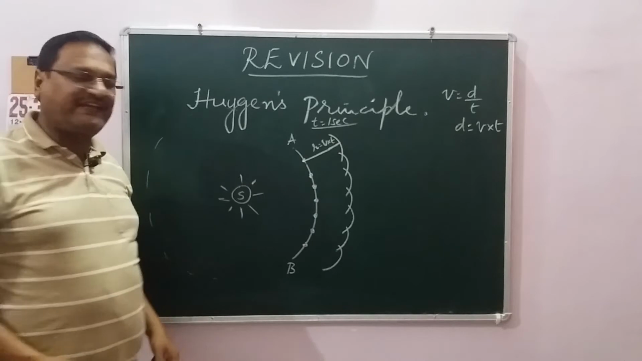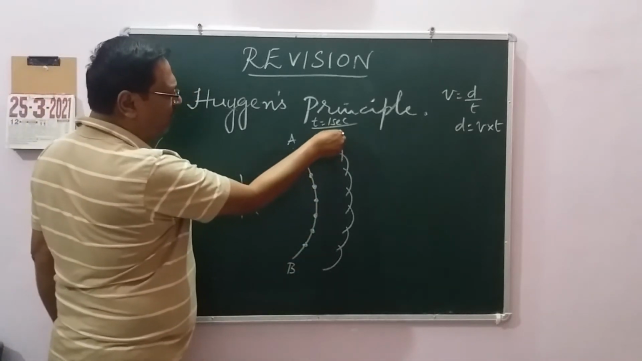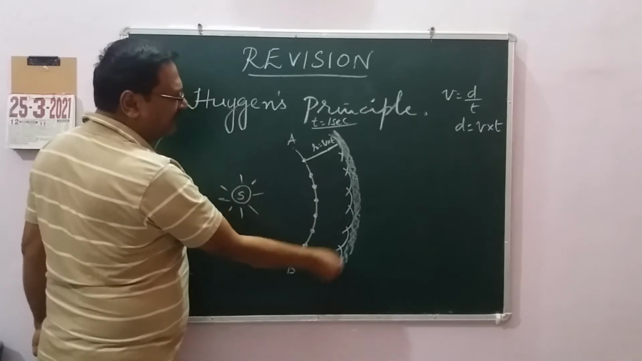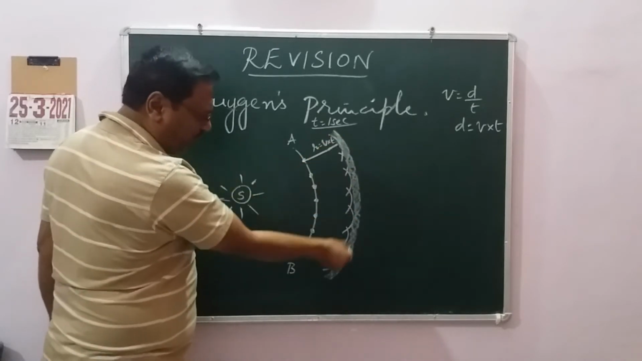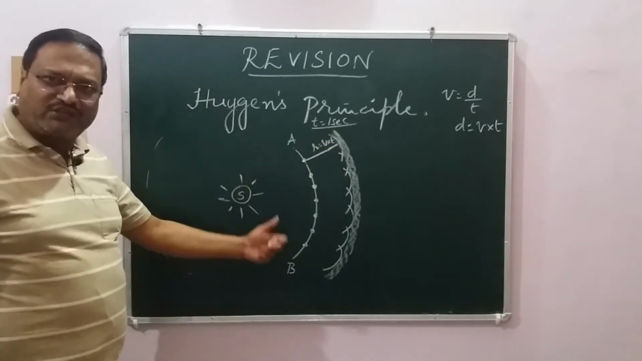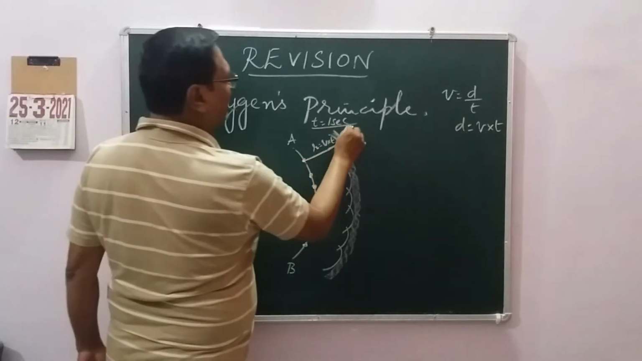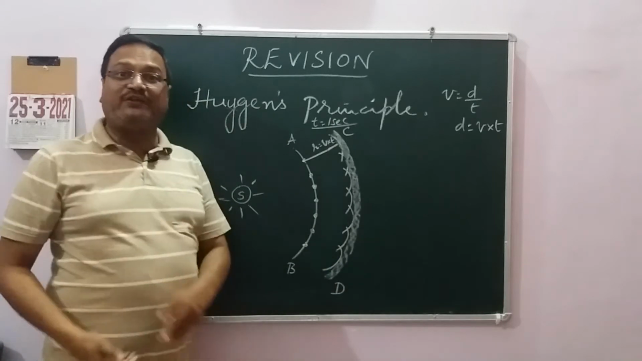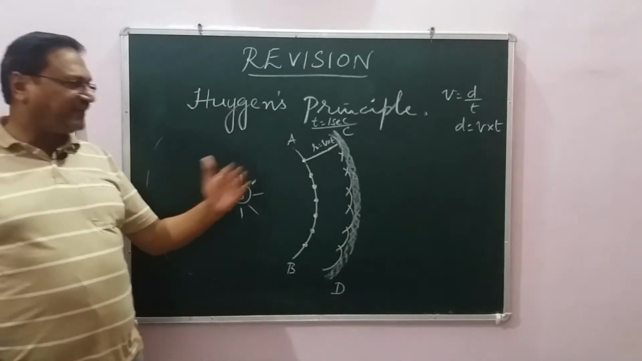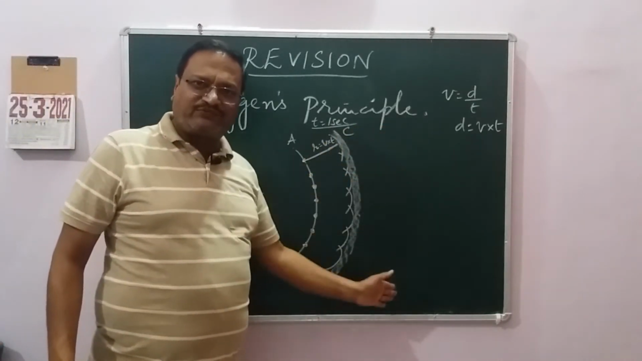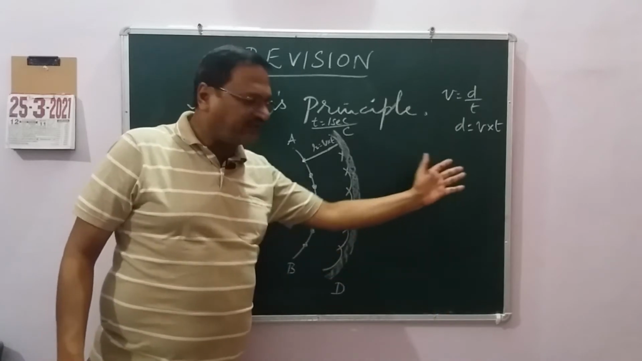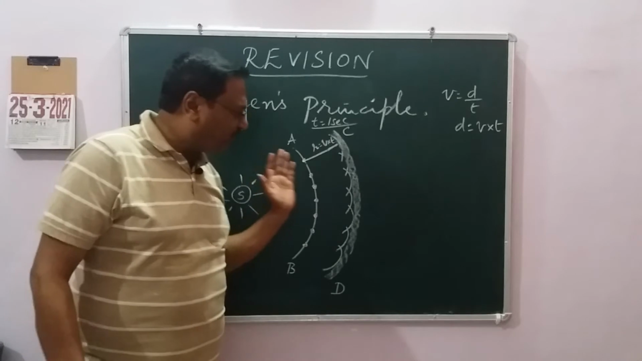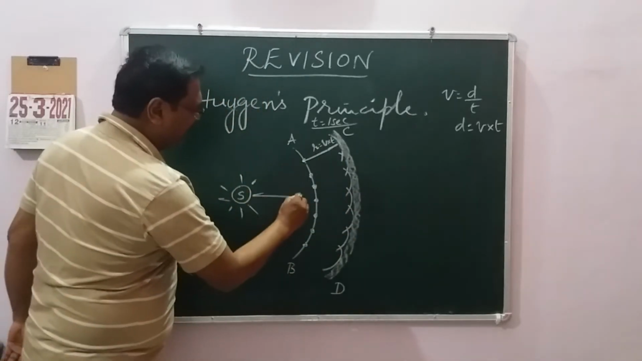Then Huygens says the envelope of all the wavelets, the envelope or tangent drawn to all the wavelets, gives you the next wavefront CD. This is the new wavefront. Now I can create the next wavefront EF, GH. I can go on creating. It goes in the forward direction, as the light is coming, right?